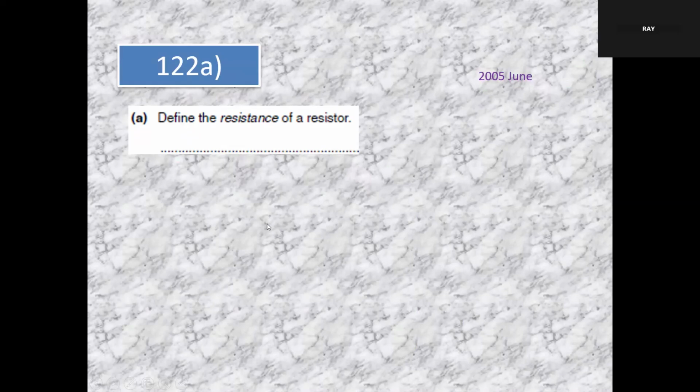Define resistance of a resistor. All this must be at your fingertips already. The ratio of voltage and current? Potential difference across the resistor to current flowing through the resistor. Or just write the potential difference divided by current, the ratio of potential difference and current.